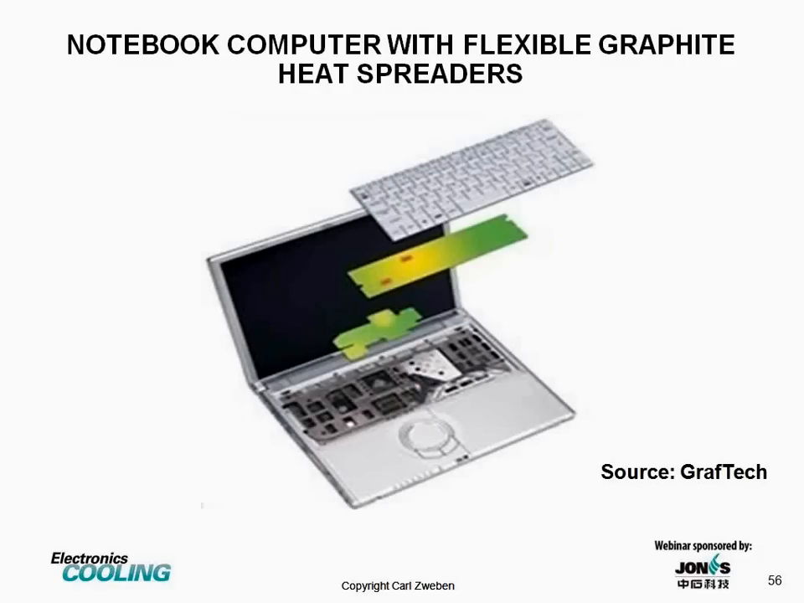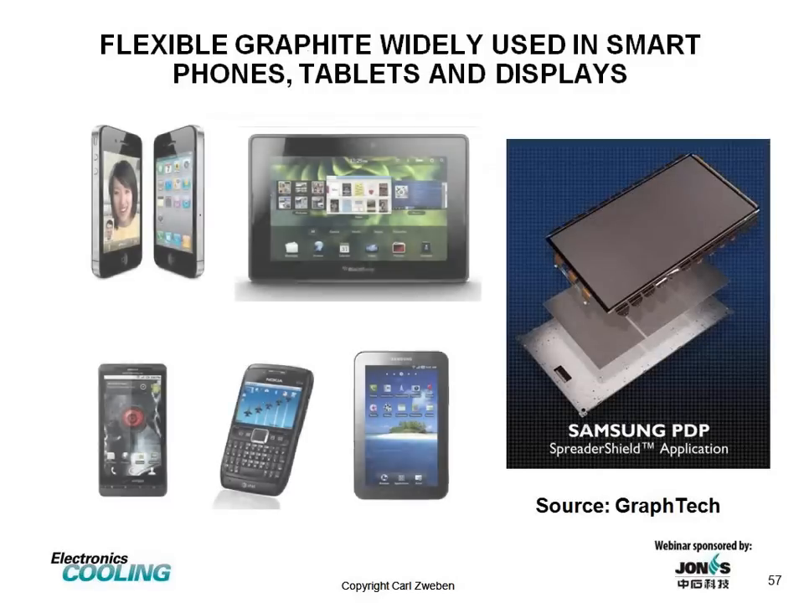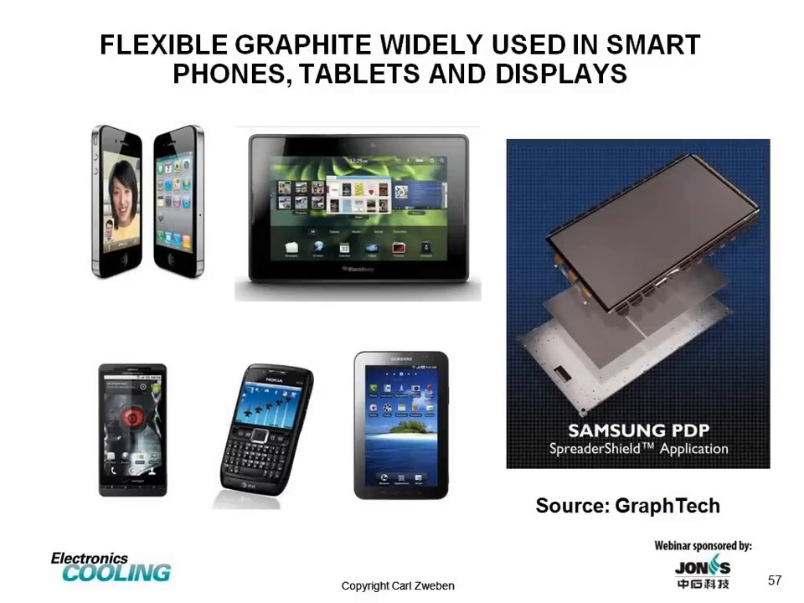So here's an example of a notebook computer with flexible graphite heat spreaders. Flexible graphite is now a well-established, widely used material in high-volume production. It's used in smartphones, tablets, and displays.